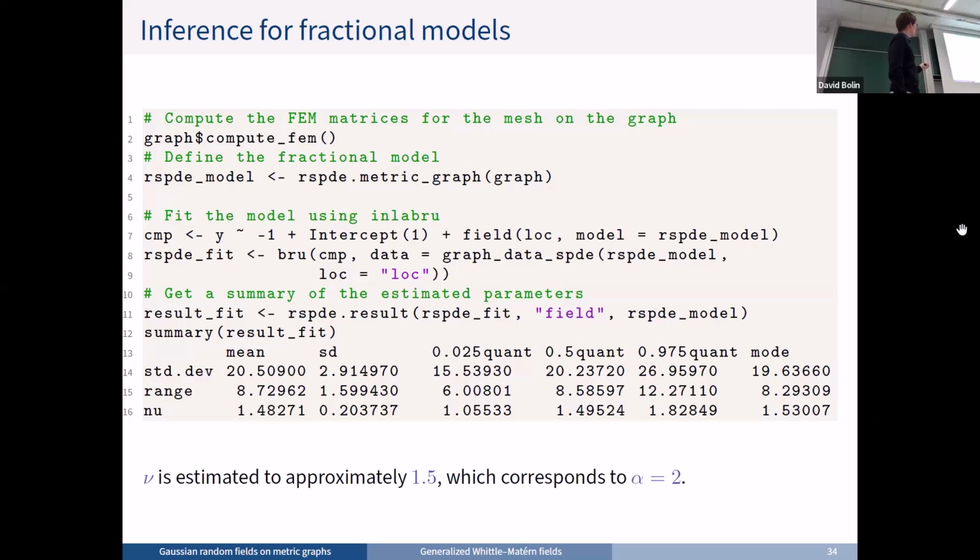And you can see that in this case, this here, nu, is the estimate of nu. The posterior mean of that parameter is about 1.48, and you also get credible intervals for it. In this case, nu equal to 1.5 corresponds to a smoothness of alpha equal to 2, which is what we used before. So it seems like a Markov model of order 2 is actually a good model for this data, because when you estimate the smoothness, you get something that is almost an integer.